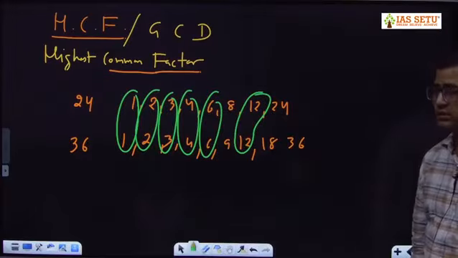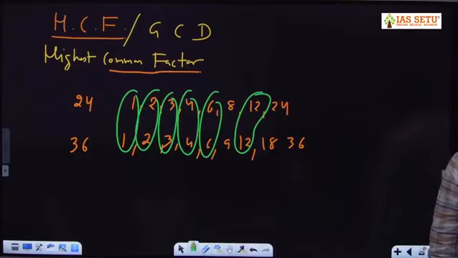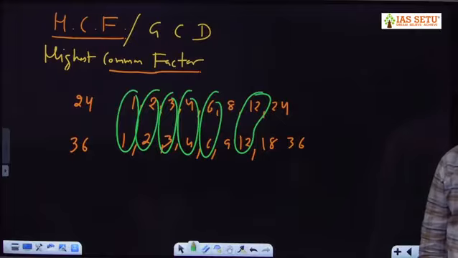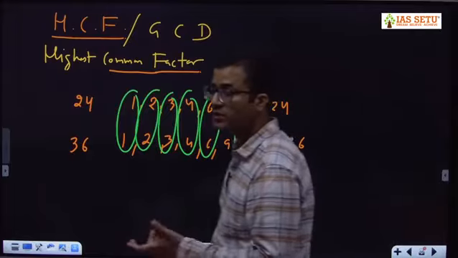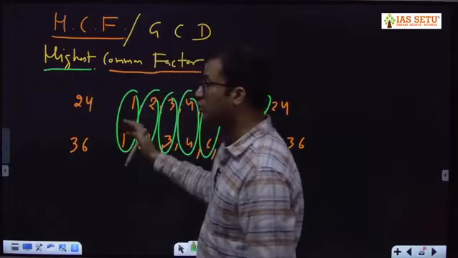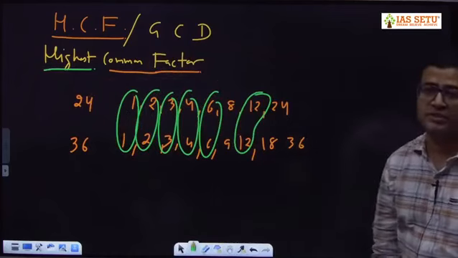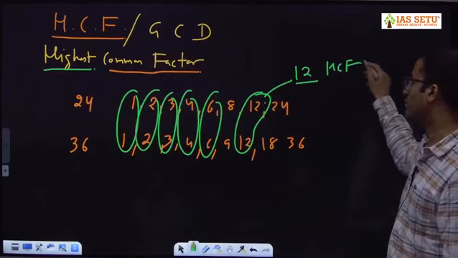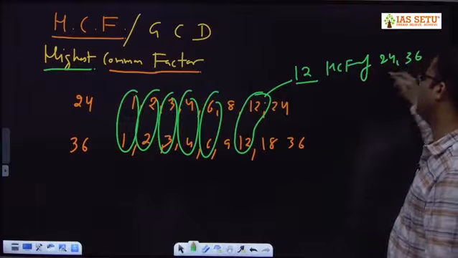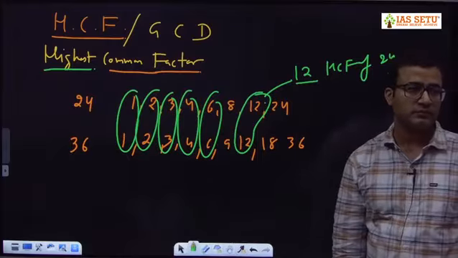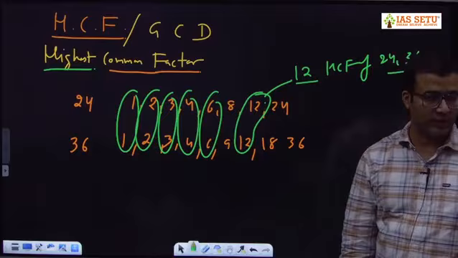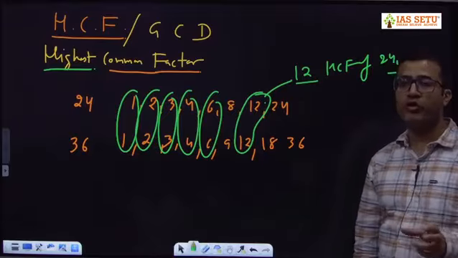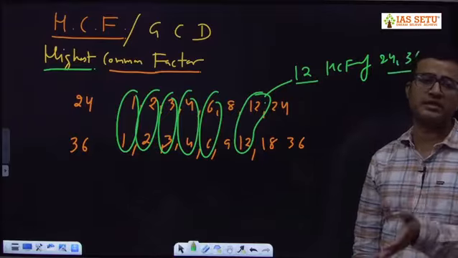ठीक है जी. We take factors. Out of factors we take common factors. But what is the word here? Highest or lowest? Highest. So out of these common factors, tell me which one is highest. 12. So your 12 is the HCF of 24 and 36. You take factors, you identify common factors. Out of the common factors, the highest one is known as the highest common factor.